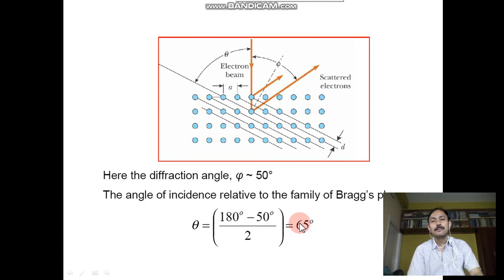Bragg's law is 2d sin theta equal to n lambda, where d is the spacing between the crystal planes, n is the order of the Bragg's reflection, and theta is the incidence angle. It is known as the glancing angle. Lambda is the wavelength of the incident radiation.